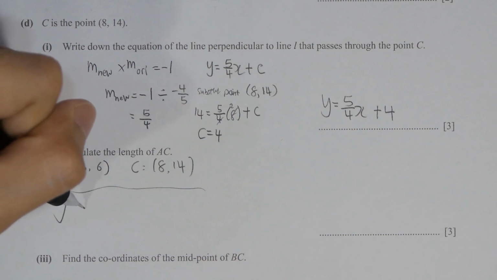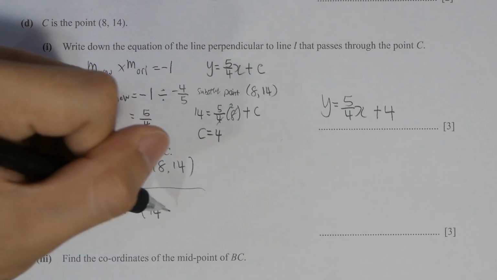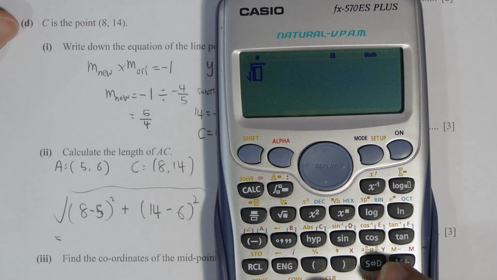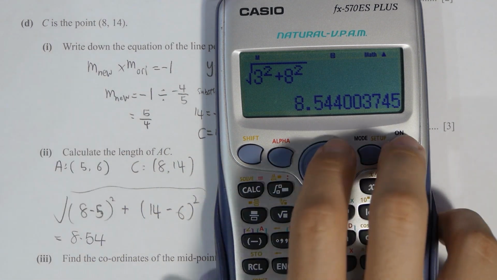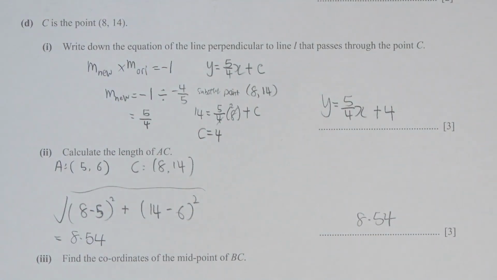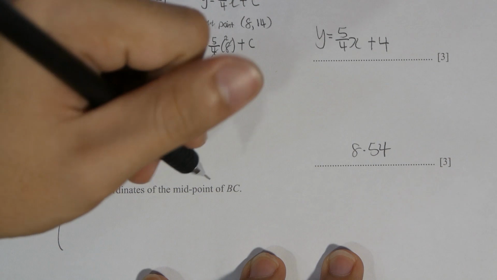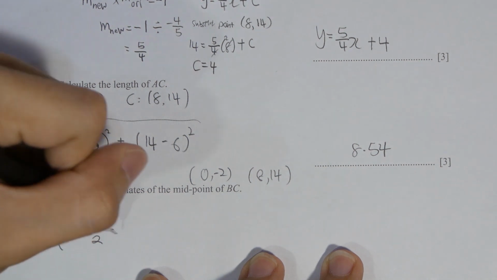For the next part, calculate the length of AC. Simply substitute into the formula, which goes by square root of (x2 minus x1) squared plus (y2 minus y1) squared. So your length here will be 8.54 units. And for you to calculate the midpoint of BC, simply take (8 plus 0) divided by 2, (14 minus 12) divided by 2, and the result will be (4, 6).